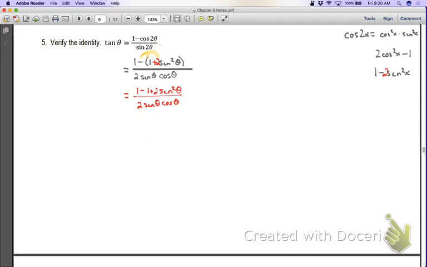What's going to happen on the top? Those go away. What else is going to go away? The 2's are going to go away, and then one of the sines is going to go away. So I'm going to rewrite this again. You don't have to, but I can have sine squared theta over sine theta cosine theta. And then, just like you told me before, I'm going to end up with sine of theta over cosine of theta, which is just what? Tangent of theta.